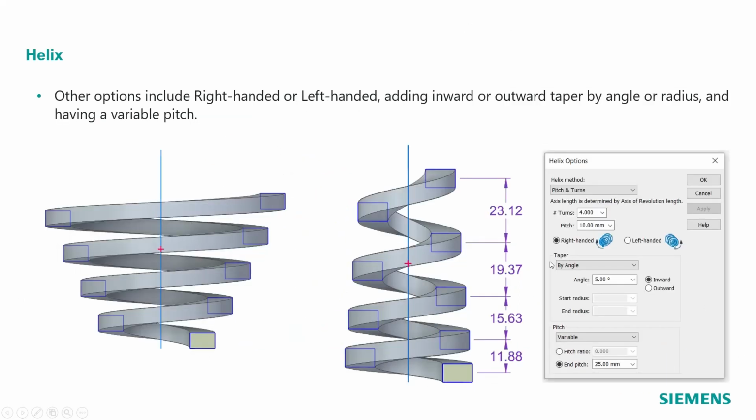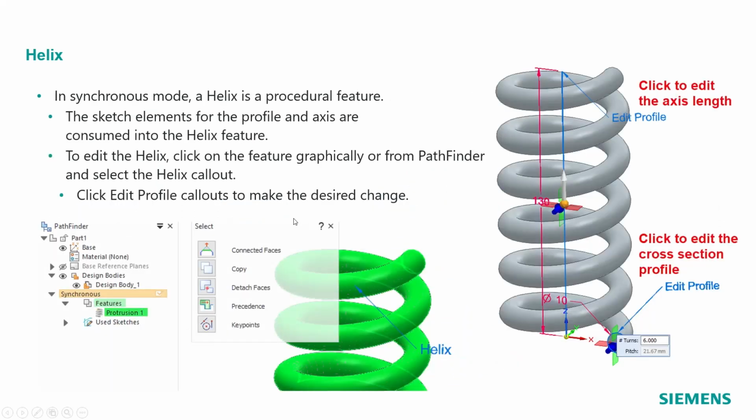You can also add some tapers onto it, so you can have it get larger or smaller as it goes in. You can even have a variable pitch. You can have it tighter wound here at the bottom and then looser here at the end. So you'll have all these options here when you're making your spring.